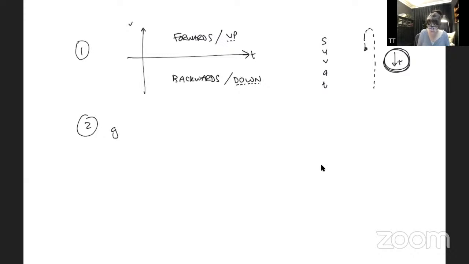Second thing is that gradient is acceleration. And the third thing is the area under is displacement.